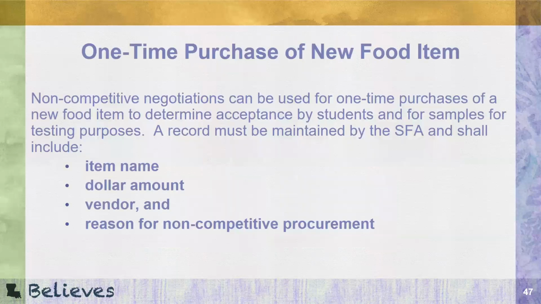You can use a non-competitive negotiation for a one-time purchase of food, such as to get samples to determine if students like a particular item. But you must maintain documentation of the item name, the dollar amount, the vendor used, and the reason for the non-competitive procurement.